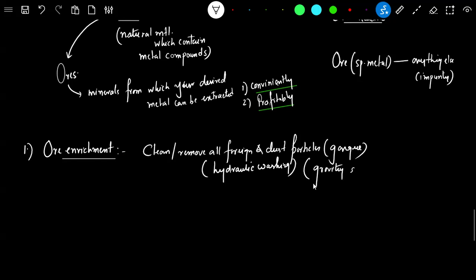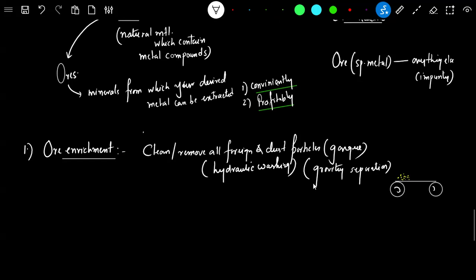What is gravity separation? This is not in the course, but keep it in mind. Gravity separation will have two rollers. Two rollers will keep moving and there will be a belt, and on this belt all the ore particles will be moving. The belt will shake and move. So what will happen? The lighter material will fall off, and the heavier material will remain.